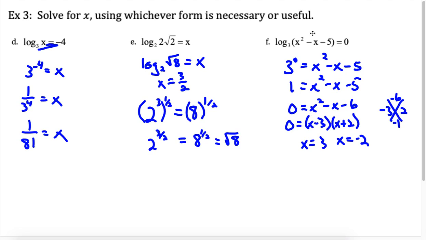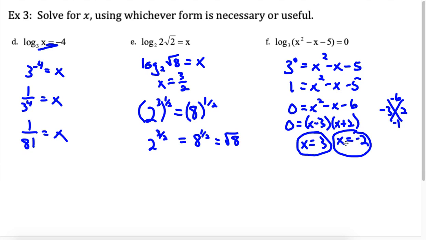Now, whenever we're solving a problem like this, we do need to test that each of these work. We need to test for extraneous solutions. So if I plug 3 in, I will have 9 minus 3 is 6, minus 5 is 1. So that works. 3 to the 0 power equals 1. If I plug -2 in, -2 squared would be +4, minus a -2 would be +2, so that would be 6, minus 5 is 1. 3 to the 0 power equals 1. So both of those do work.